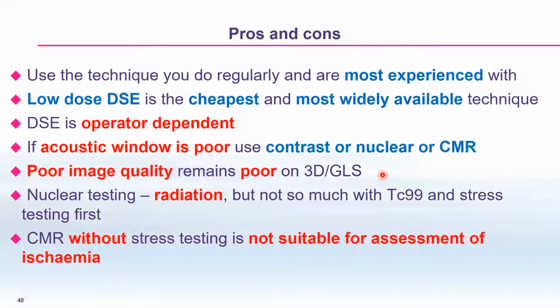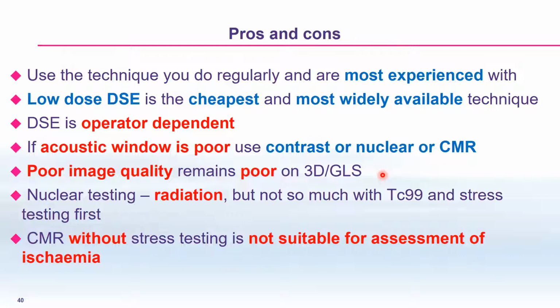So the pros and the cons of each technique, same as Dr. Ahmed, I suggest that you use the technique that you do regularly, the technique that you are most experienced with, because you are the best with what you do every day. Low dose dobutamine is the cheapest, the most widely available, but we have 2 problems there. First, it's operator dependent, and secondly, part of the patients have a poor acoustic window. And then you have either to use contrast for opacification or go nuclear or do CMR-LGE.